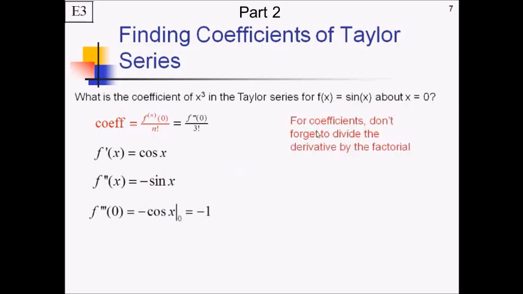Second derivative in general is negative sine of x. Third derivative, that would be negative cosine of x, but now we want to know the value at 0. So let's plug 0 into that. That's going to be negative 1. Now be careful here. For coefficients, don't forget to divide your derivative by the factorial. So this is going to be negative 1 over 3 factorial for the actual coefficient.